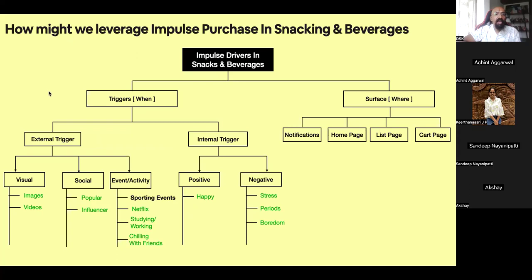Now, when it comes to increasing impulse purchase in snacks and beverages, again, the way I tried to structure this problem statement was to say, when does this trigger occur and where can it occur? If you think from a very first principles point of view, the trigger could be external, and that external trigger could be a visual that you see. For example, I see the picture of a cake, I might be tempted to have a cake. I see an ad for a burger, I may be tempted to eat a burger. I see an ad for Coca-Cola, I'd be like, oh, it's hot, let me get myself a can of Coke right now.